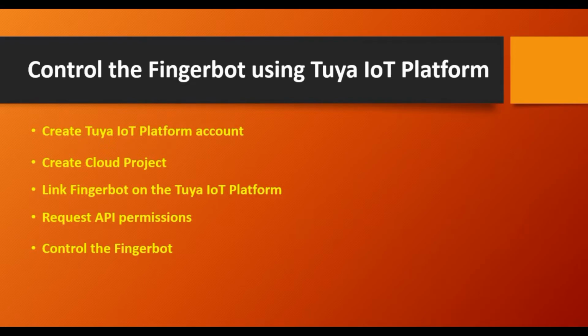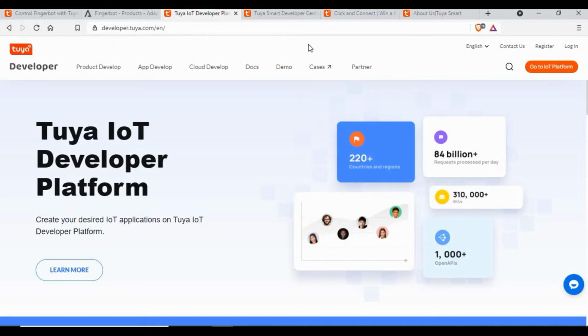So let's get started. In my previous tutorial, we used this Tuya IoT platform for creating an app, right? If you have not seen that tutorial, please go and have a look at that as well, where we used Raspberry Pi to create an app. Here we are going to use the cloud use of the Tuya IoT platform.